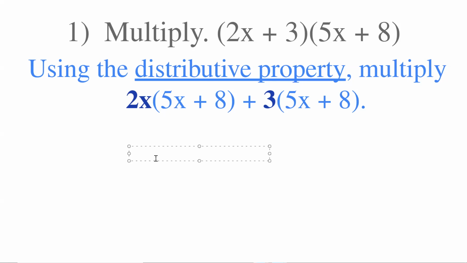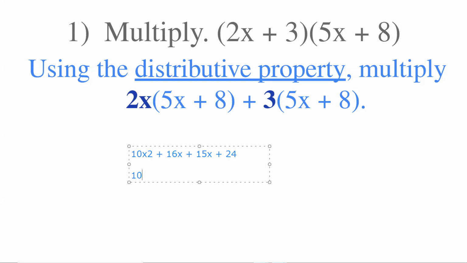That's 10x squared. 10x squared. I'm going to do a little 2 there. That's 10x squared, and then plus, what's 2x times 8? 16x. Good. Now in the next one, we've got 3 times 5x. That's 15x. Perfect. And then plus 3 times 8. 24. Good. So now we've distributed everything out. All we have to do is combine our like terms to come up with our final simplification.